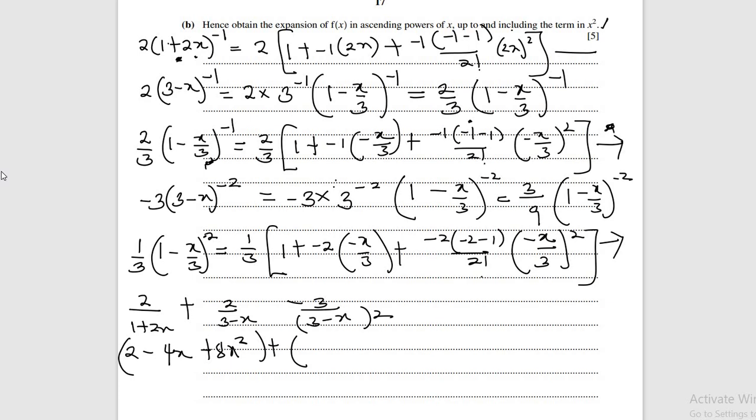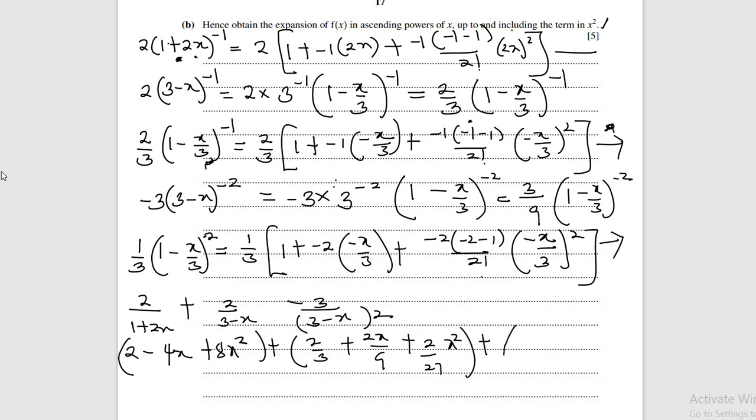Open your bracket. 2 over 3 times 1, what do you have? 2 over 3. 2 over 3 times minus x over 2 gives us, I think, minus 2x over 9. No, plus now. Plus 2x over 9. And the last one will give us plus 2 over 27x squared.